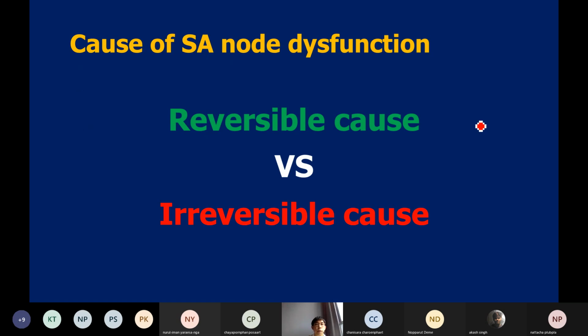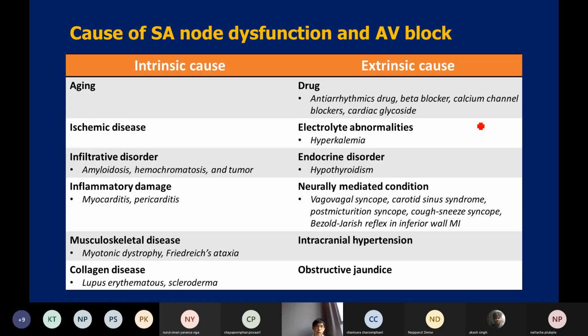After we investigate the cause, we have to see if it is a reversible or irreversible cause. If it is reversible, we correct the cause, and after that the arrhythmia would be cured. But if it is not reversible, we have to treat the arrhythmia itself. Here are the causes of bradyarrhythmia. The most important reversible cause of arrhythmia is drugs.